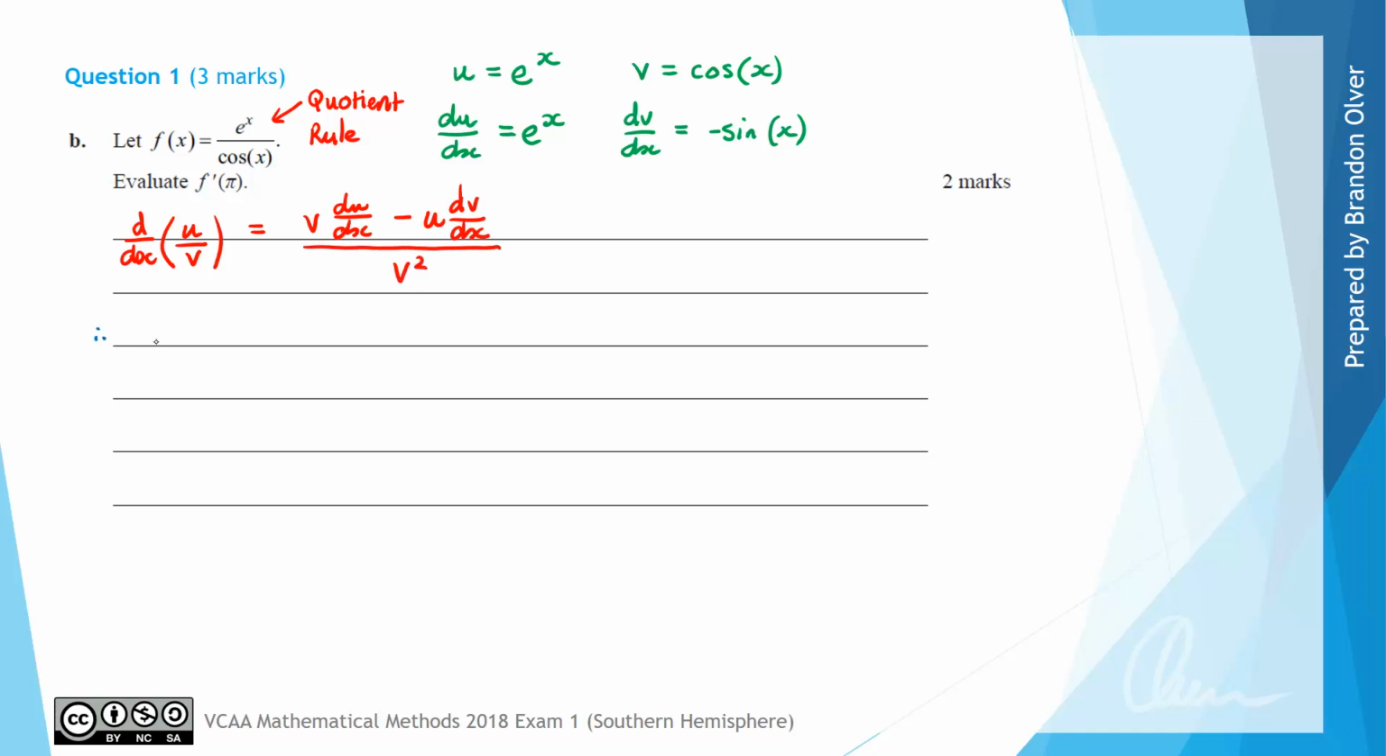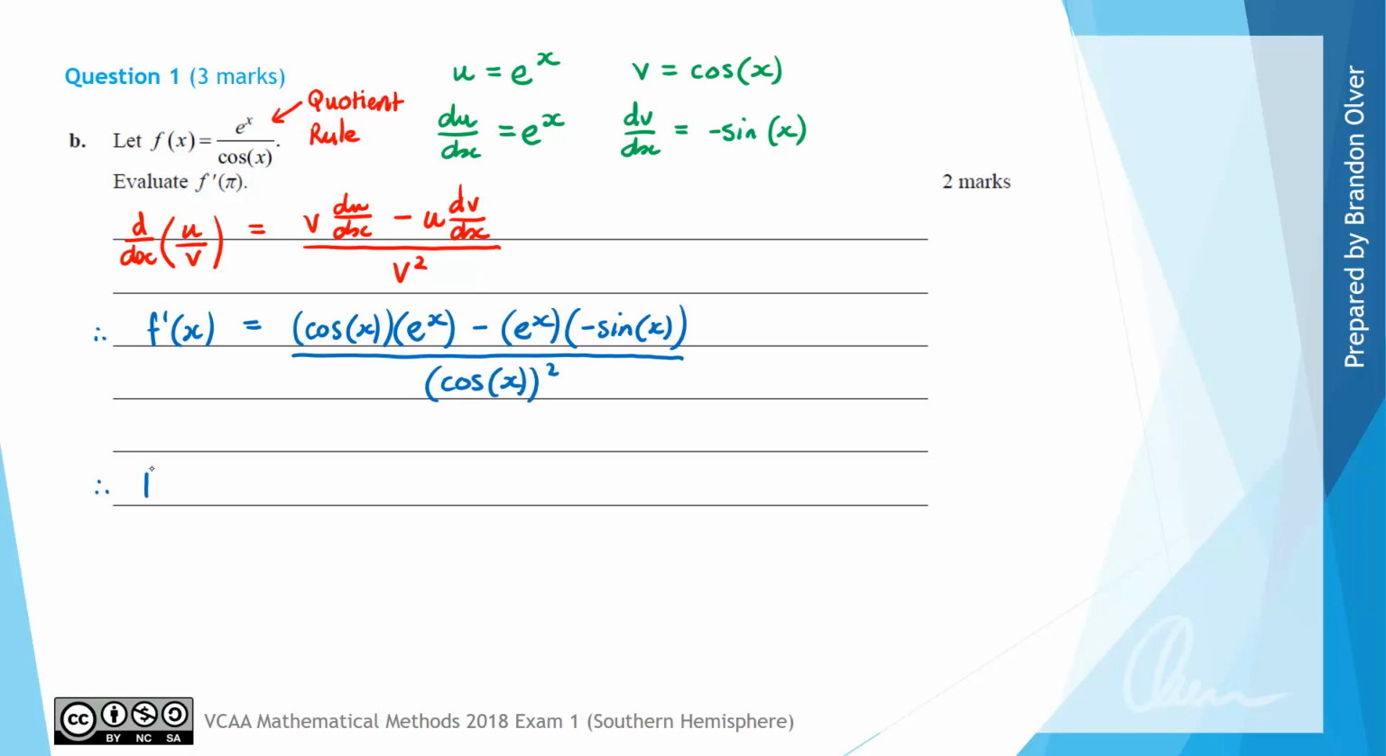So therefore, for this question, f dashed of x, just the derivative to start with, is equal to the function v, which is cos of x, multiplied by du/dx, which is e to the power of x, minus the function u, which is e to the power of x, times dv/dx, which is minus sine x. And then that is all going to be divided by v squared, which is cos of x squared.